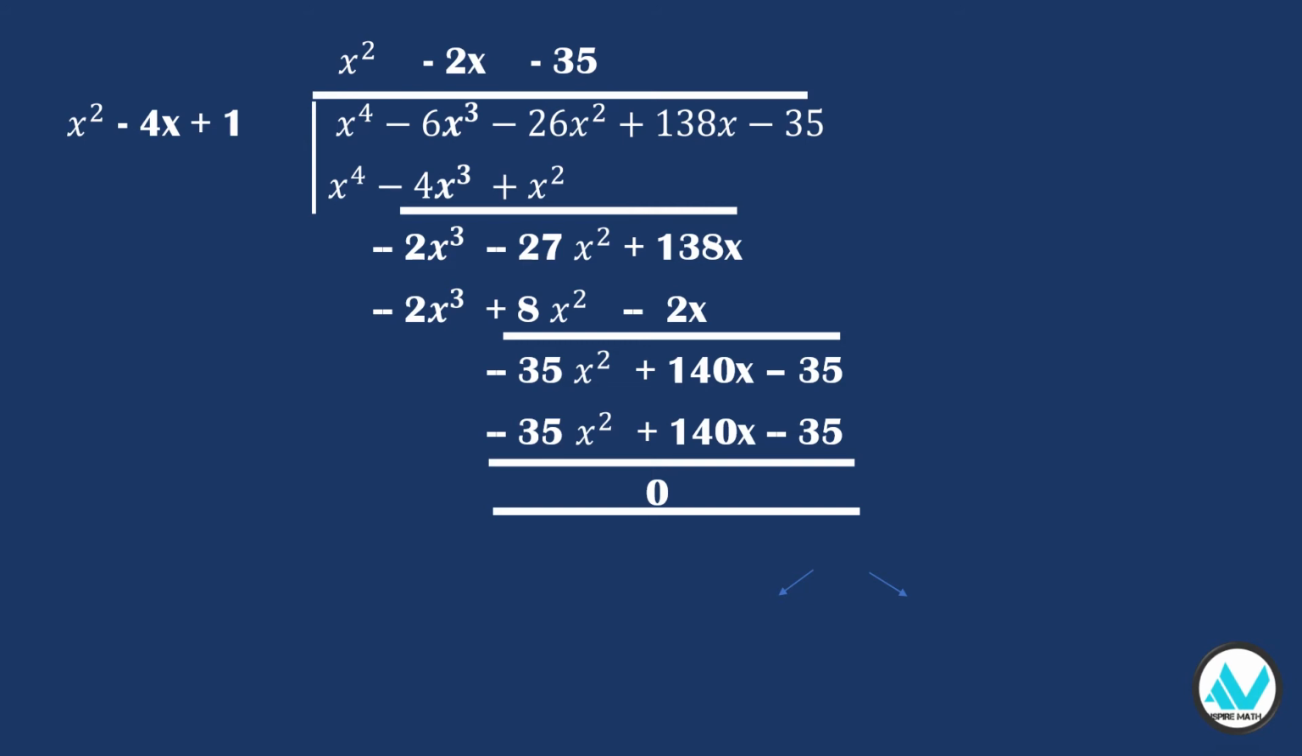Now for that we need to divide the entire biquadratic polynomial by the product of factors which we have got just now. That is, I am going to divide x power 4 minus 6x cubed minus 26x squared plus 138x minus 35 by x squared minus 4x plus 1. My next step will be x square into what gives me x power 4. So x square into x square gives me x power 4. So let me multiply now. X square into x square gives me x power 4. X square into minus 4x gives me minus 4x cubed. X square into 1 gives me x square.